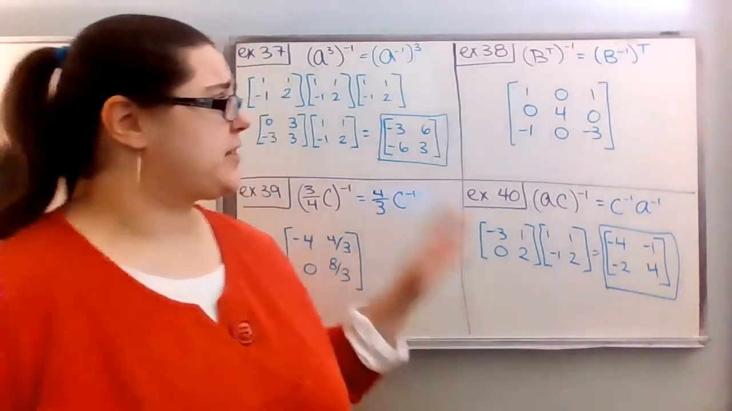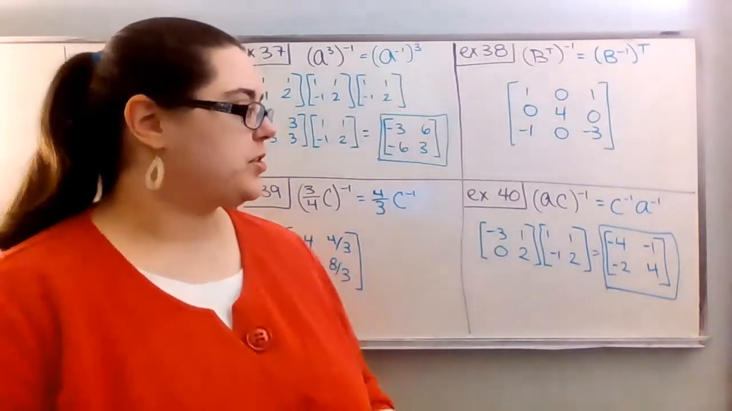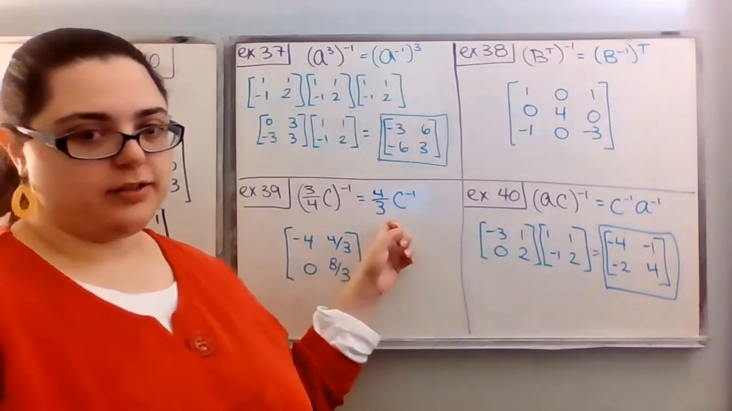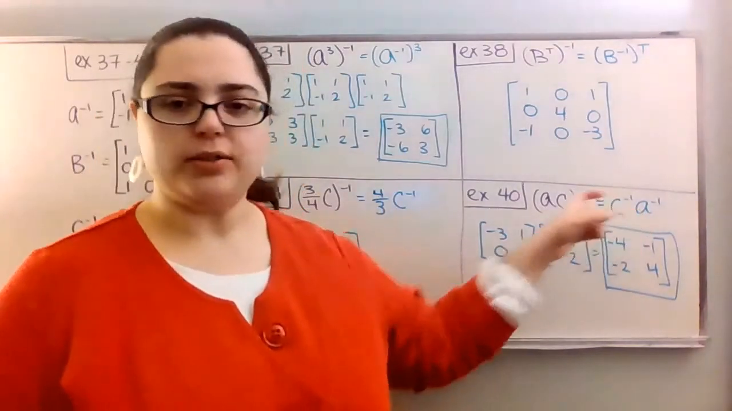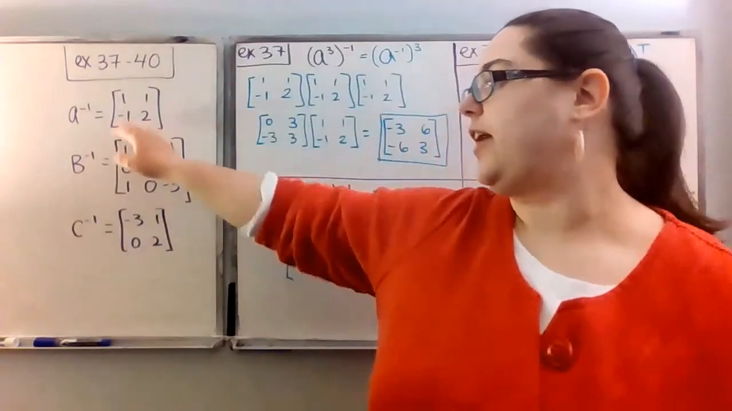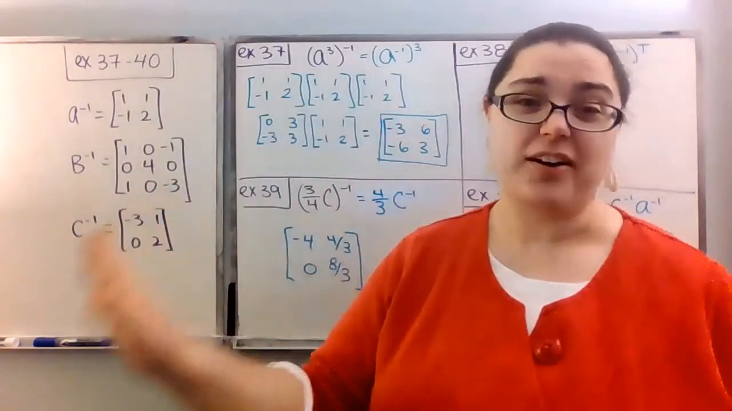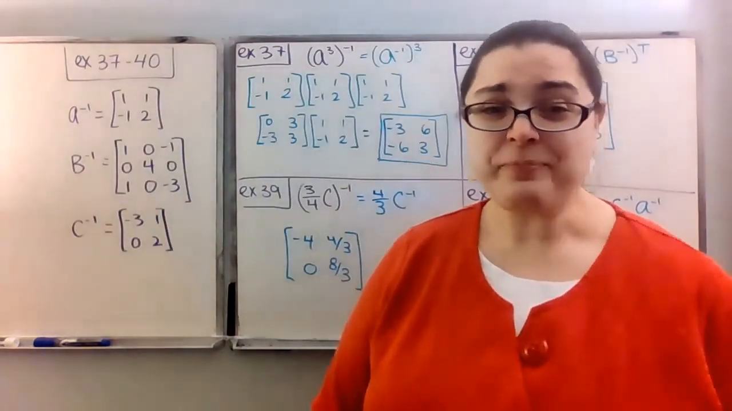These are examples of applying those properties. How did you do? Did you remember to take the reciprocal here? Did you remember to change the order when you did that? Did you go through the agony of row reducing to find A and B and C and then plug in? Because that would take way longer than applying these properties, right?